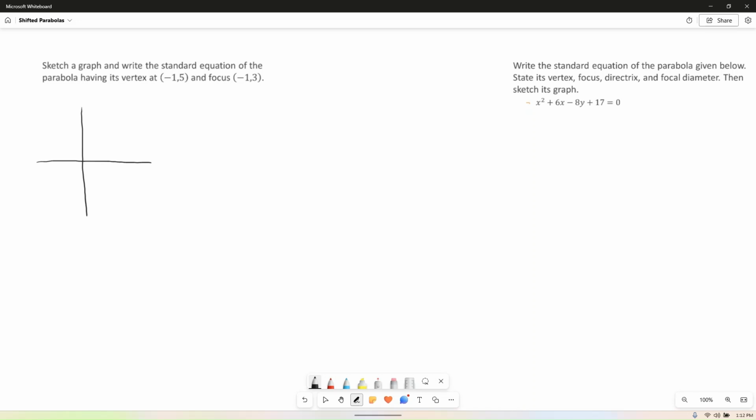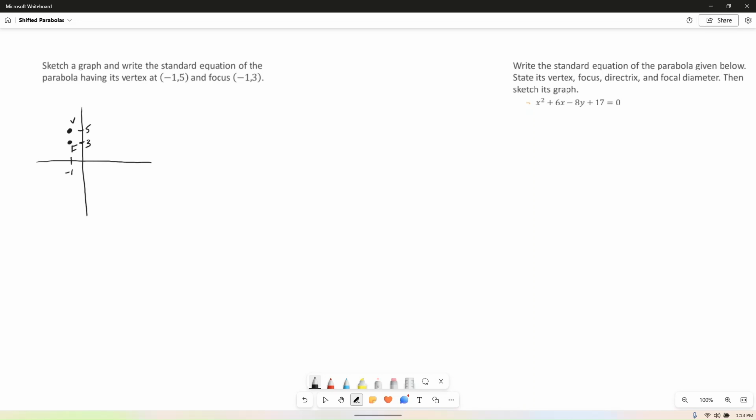So for our vertex, we're told the vertex is at (-1, 5). So we're going to go 1 unit to the left and 5 units up, and that's going to be my vertex. And then I'm also told the focus is at (-1, 3). So we're also going left 1 unit and up, but this time only up 3 units. So our focus is at (-1, 3), and the vertex is at (-1, 5).